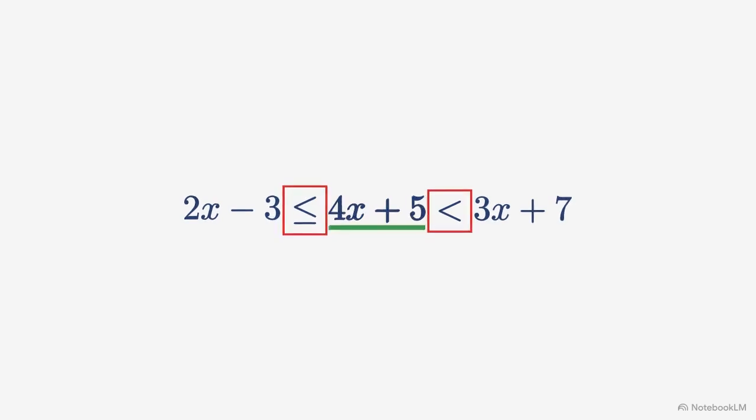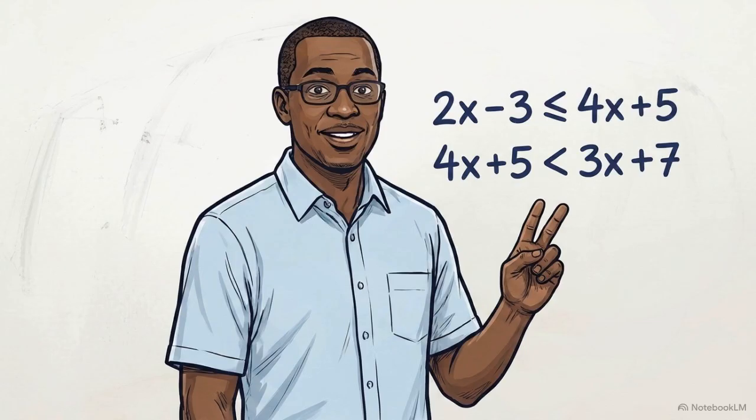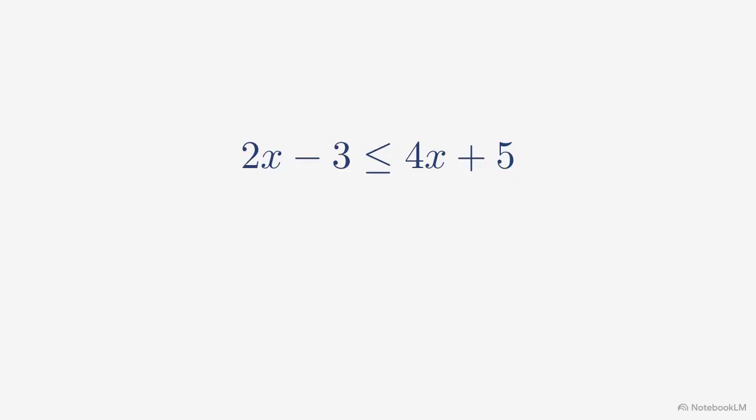We solve this by splitting the problem into two separate inequalities. By breaking it in half, we can clear each checkpoint one by one before finding our final range for x. Looking at this first piece, our goal is to isolate x. We use the balanced scale method, meaning whatever we do to one side, we must do to the other to keep the inequality true. We subtract 2x from both sides to group our variables on the right. Then we subtract 5 from both sides to move our constants to the left.